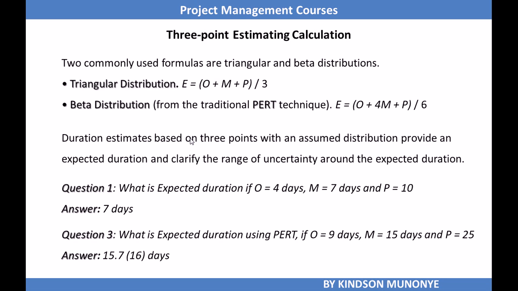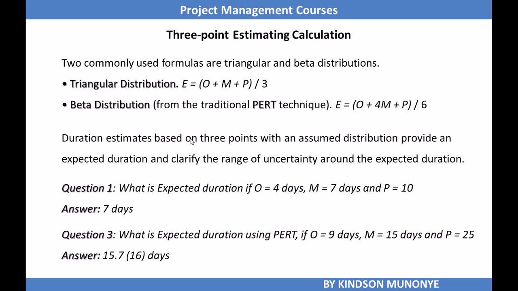So duration estimates based on the 3-point estimates with an assumed distribution provide an expected duration and clarify the range of uncertainty around the expected duration. So let's take a quiz now. What is the expected duration if optimistic estimate is 4 days, most likely 7 days, and pessimistic is 10 days? So pick up a calculator and do it, and you find out that the answer will be 7 days.